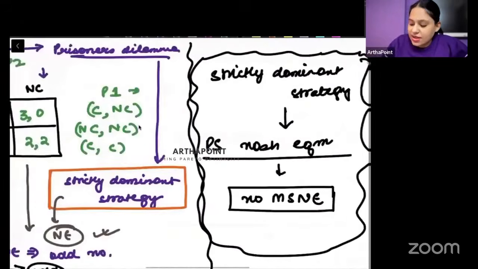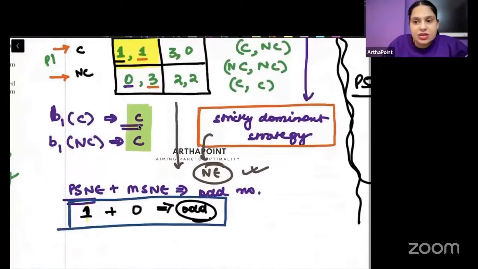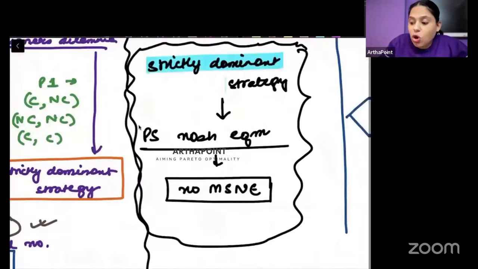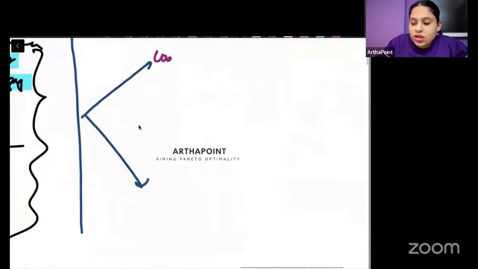Here we have seen the example where I have one pure strategy and zero mixed strategy. And this is where I have a strategy which is dominating the other strategies. Now, case 2, if you remember, we had battle of sexes.